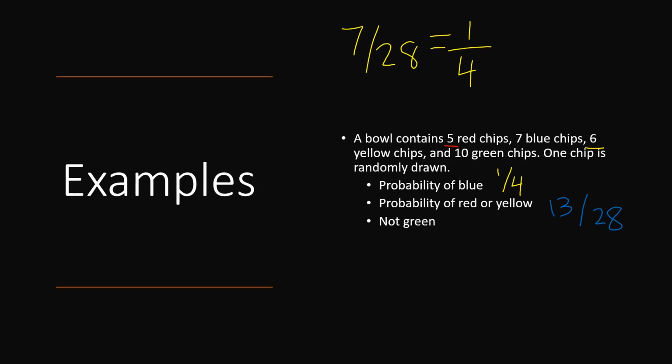Now here's an interesting one. What's the probability of drawing anything but a green? So we know that there's 10 green chips and there's a total of 28. So if we subtracted 28 minus 10, we would get 18 chips that aren't green. So our number of favorable outcomes is 18, and the total number of chips is 28, so it's 18 over 28. And again, if you want to simplify, divide numerator and denominator by 2, you get 9 over 14. That's the probability of drawing not a green.